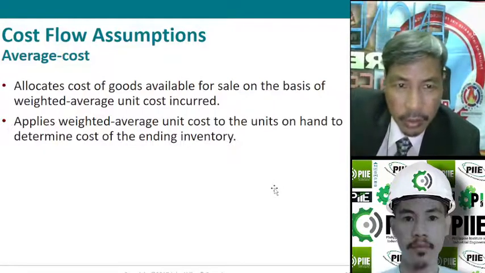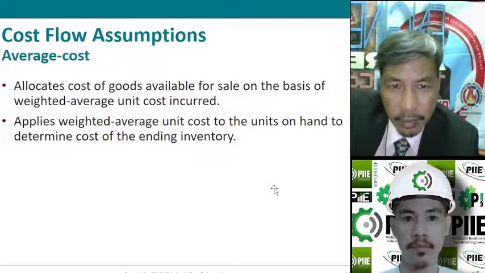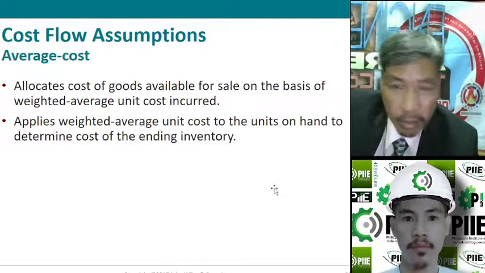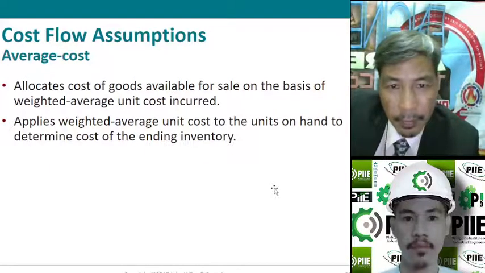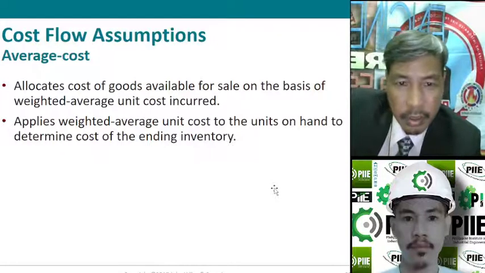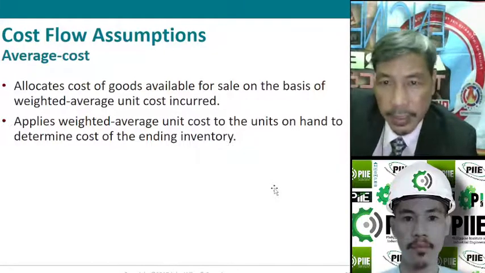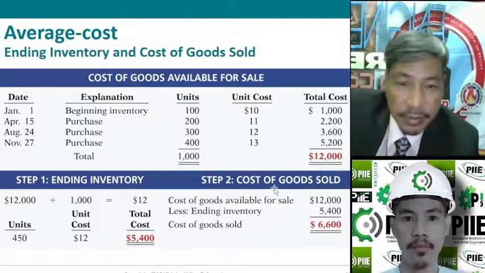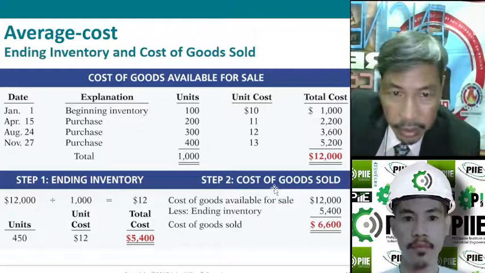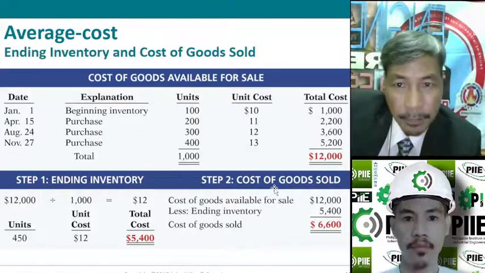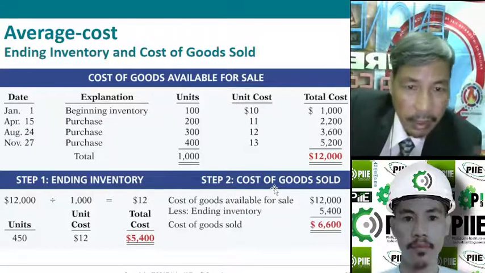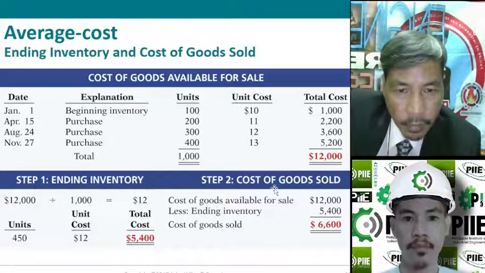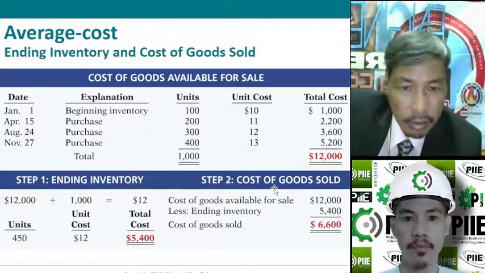It allocates cost of goods available for sale on the basis of weighted average unit cost incurred. So they average the cost for the total. Applies weighted average unit cost to the units on hand to determine cost of the ending inventory. Averaging. Weighted average. Okay. So how they do it? Total the stock, then total the cost, then divide. So we can have that cost per unit and total cost.